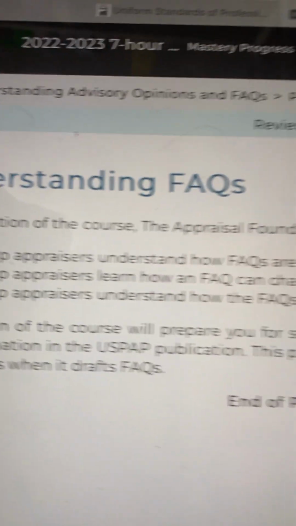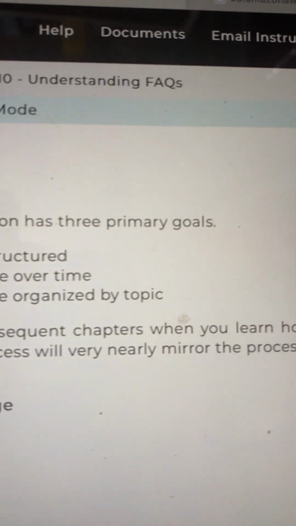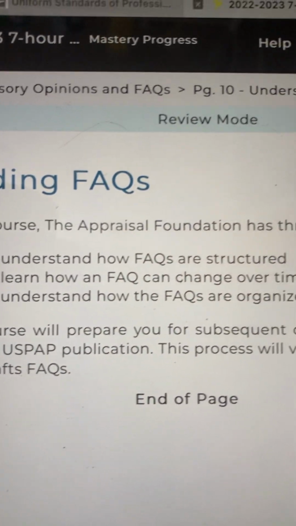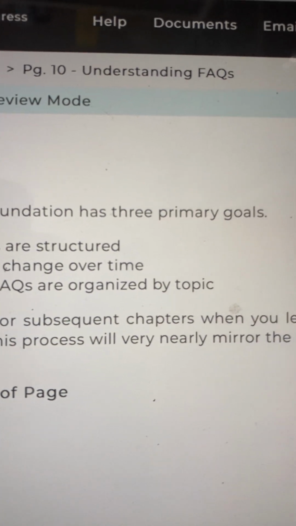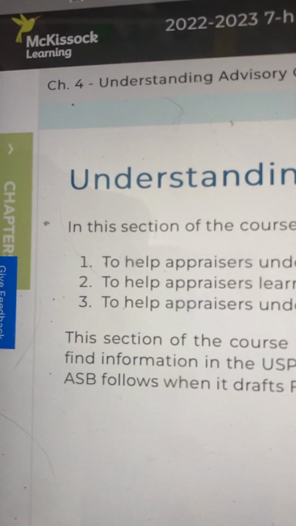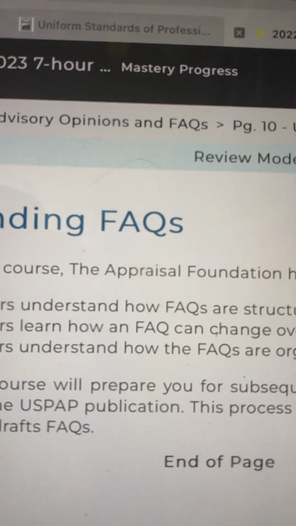This section of the course will prepare you for subsequent chapters when you learn how to find information in the USPAP publication. This process will very nearly mirror the process the ASB follows when it drafts FAQs. End of page.